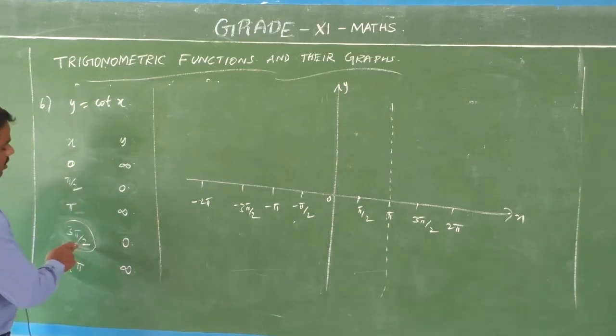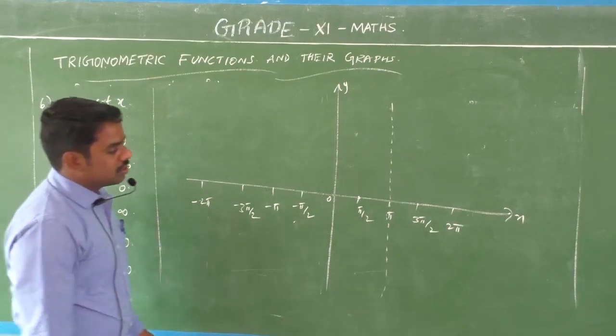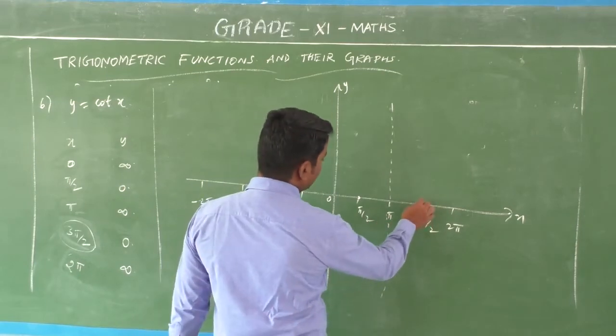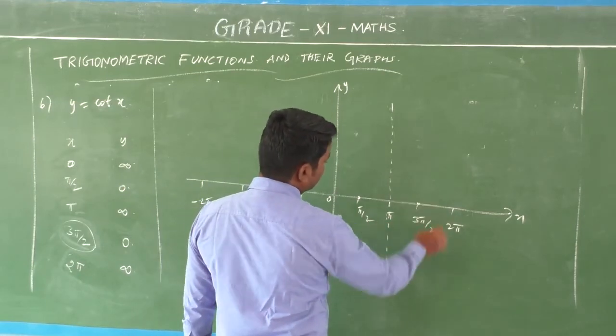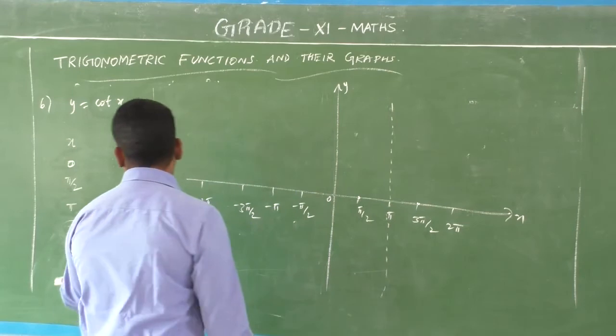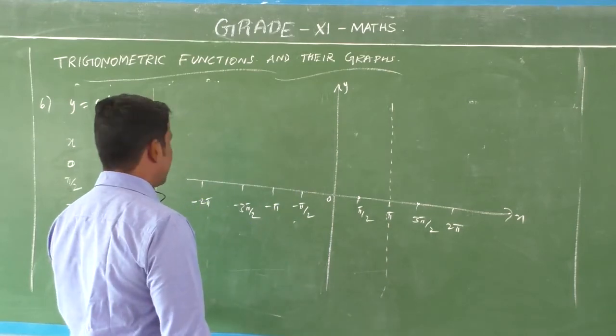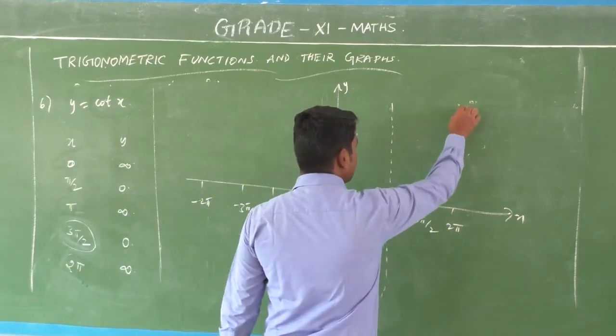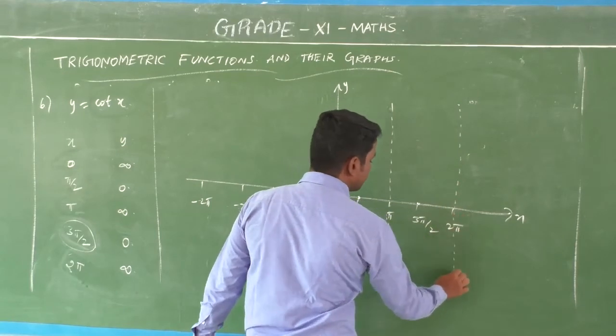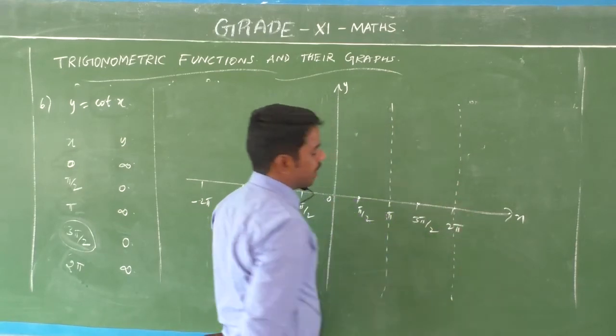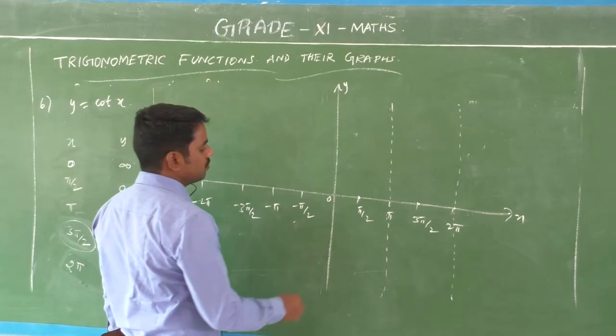Next, x equal to 3 pi by 2, y is 0. So cot 3 pi by 2 is 0, giving the point 3 pi by 2 comma 0. Next, x equal to 2 pi. Y is not defined, so the curve does not meet at x equal to 2 pi. Now draw the curve.